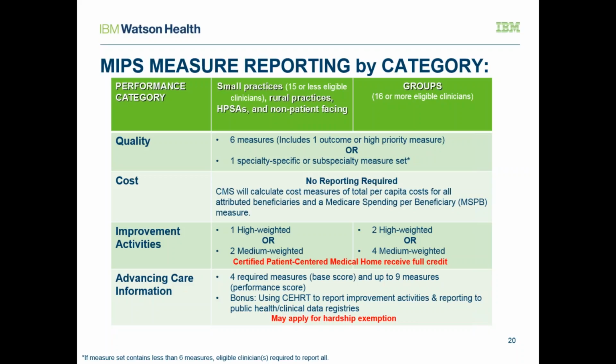Under the advancing care information, here you're required to report up to 4 measures. 4 measures are required, but if you want to at least report one measure to alleviate having to get that negative payment adjustment, you can report 1. But your 4 required measures are for the base score and up to 9 measures for the performance score. And again, as mentioned before, there's that bonus piece if you are using CEHRT to report improvement activities and reporting to public health and/or clinical data registries.